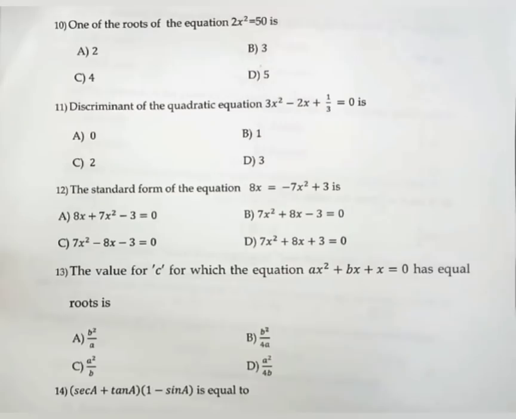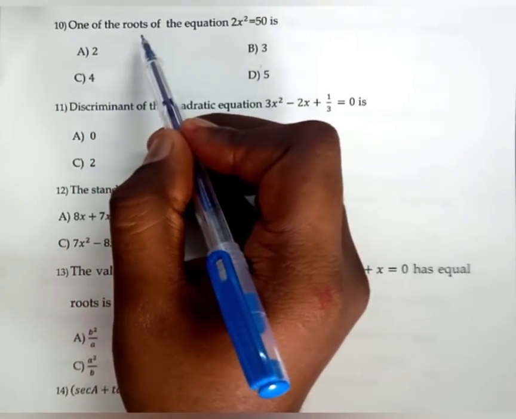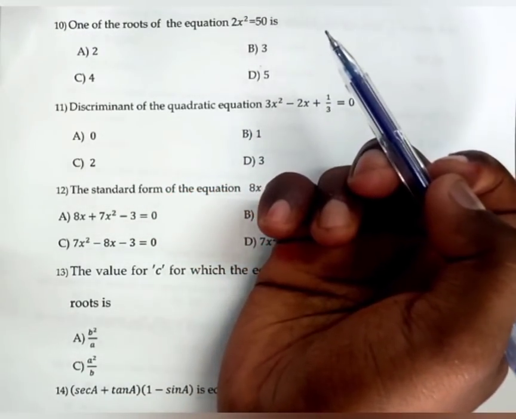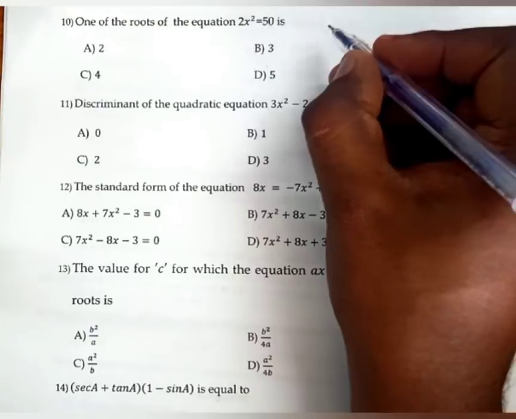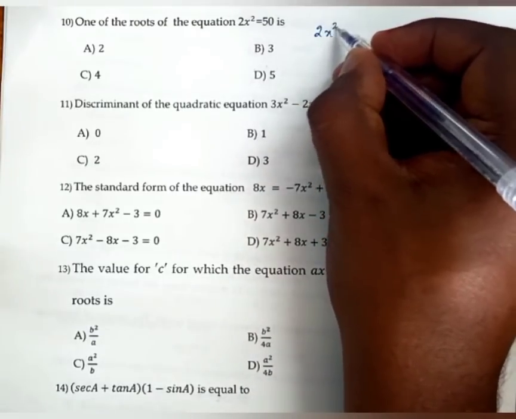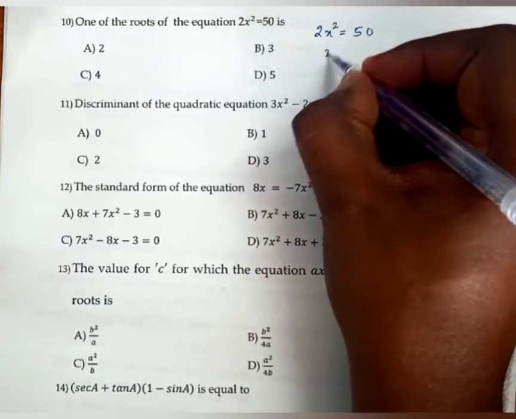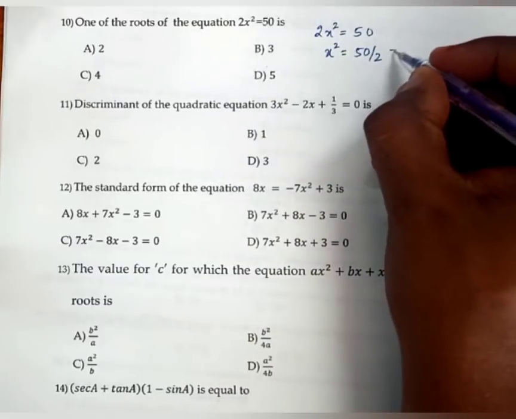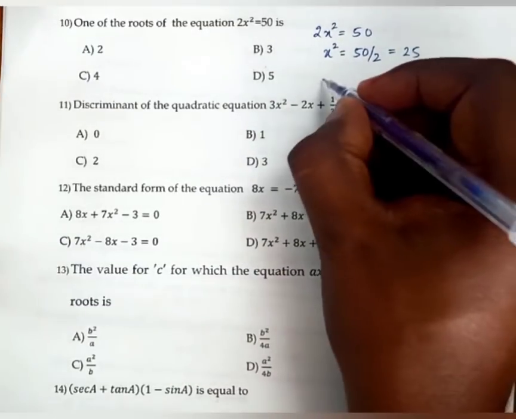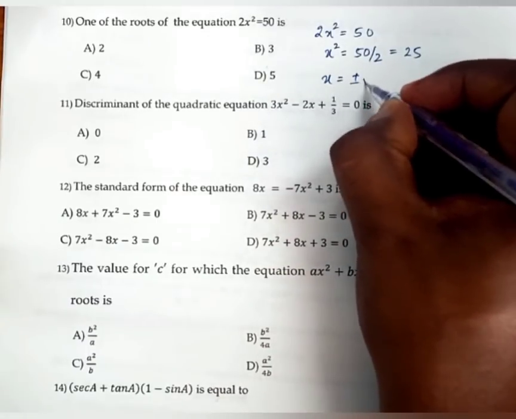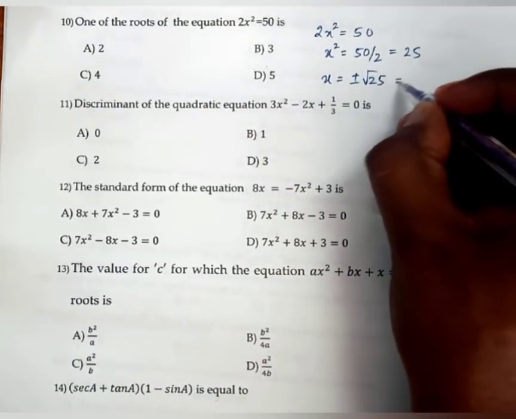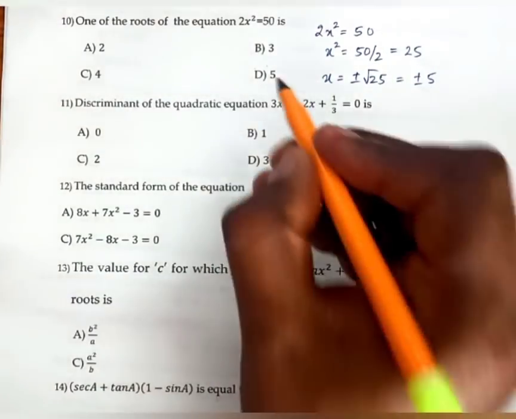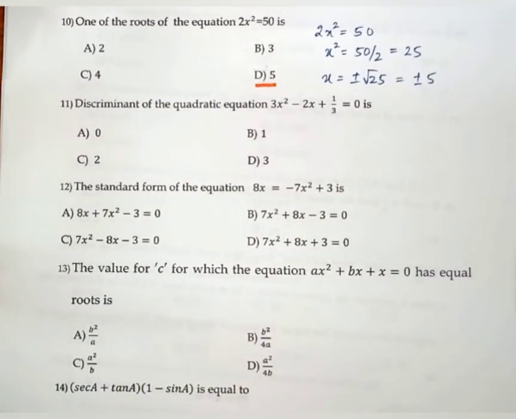Now, question number 10. One of the roots of the quadratic equation 2x square equals 50 is, now simple equation. 2x square equals 50, x square equals 50 divided by 2. x square equals 25. x equals plus or minus root 25. The square root of 25 is 5. Therefore, the answer is plus 5 or minus 5. Therefore, the correct answer is option D, 5.